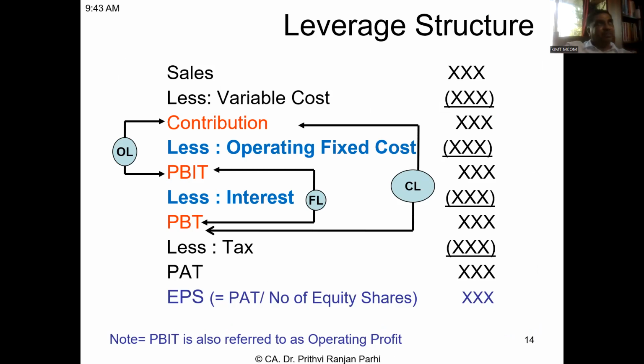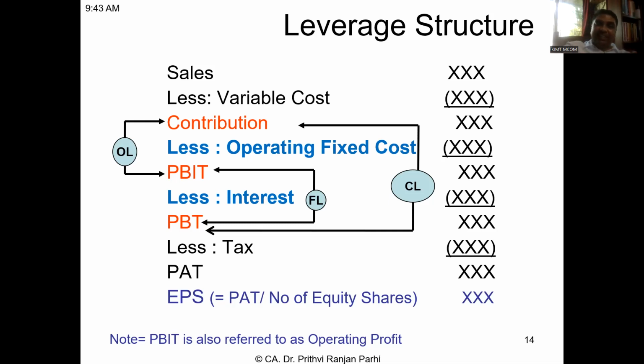Suppose we are producing something. Per unit it is sold at 10 rupees. That is the sales. Minus variable cost. Here also we'll be taking per unit. Sales minus variable cost, you are getting a figure that is called contribution. You have to remember this contribution. From contribution, if you deduct operating fixed cost, you'll be getting PBIT. So contribution minus operating fixed cost gives profit before interest and taxes.